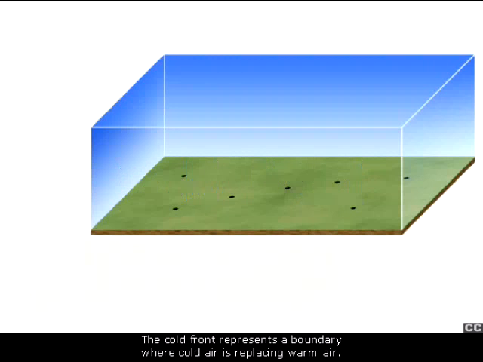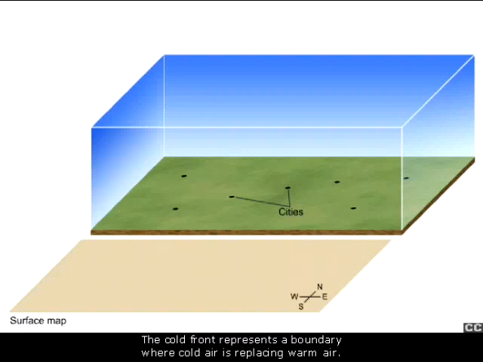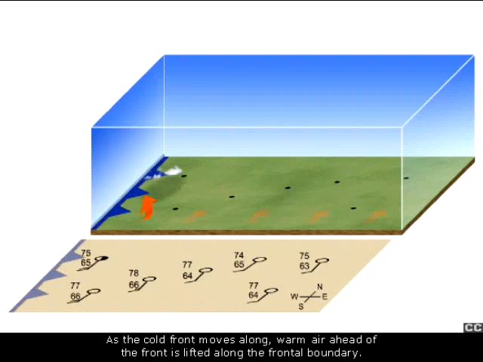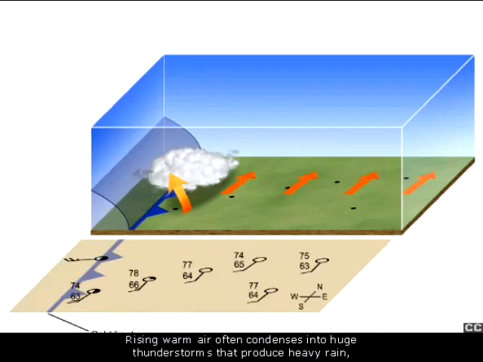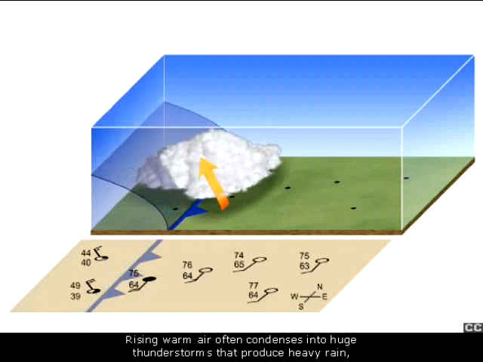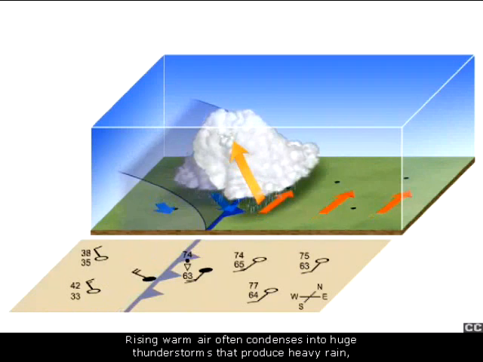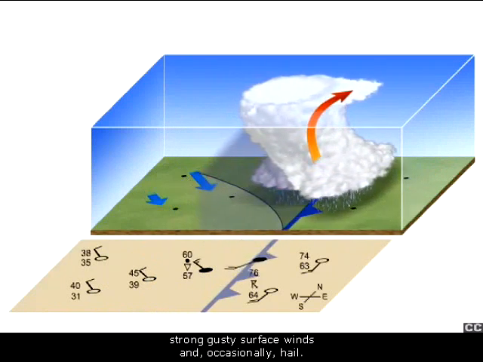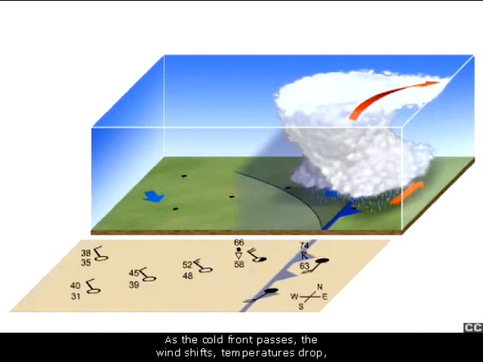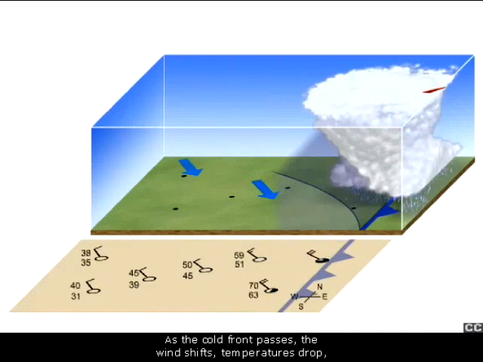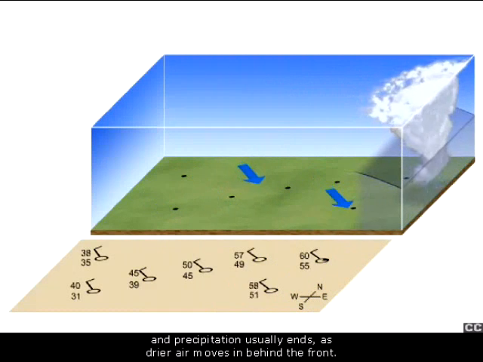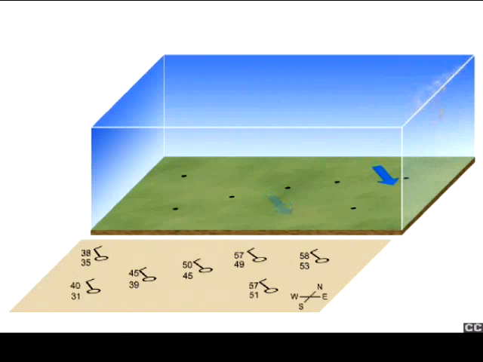The cold front represents a boundary where cold air is replacing warm air. As the cold front moves along, warm air ahead of the front is lifted along the frontal boundary. The rising warm air often condenses into huge thunderstorms that produce heavy rain, strong gusty surface winds, and occasionally hail. As the cold front passes, the wind shifts, temperatures drop, and precipitation usually ends as drier air moves in behind the front.